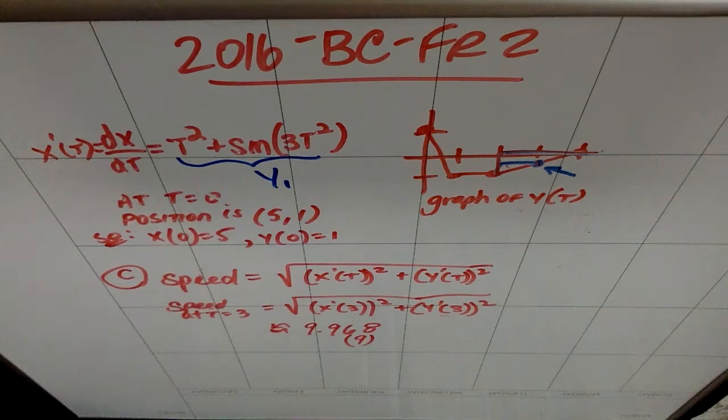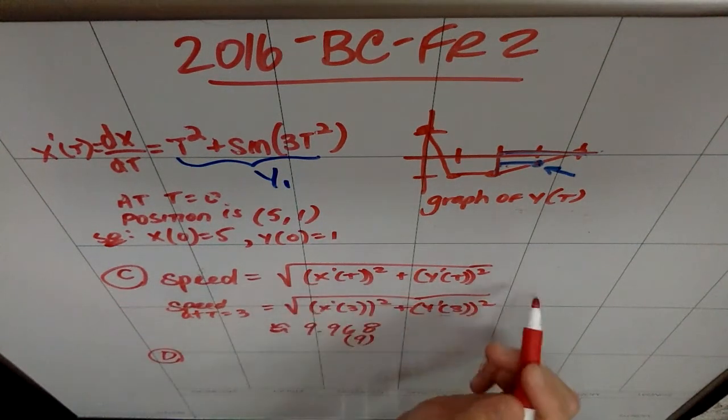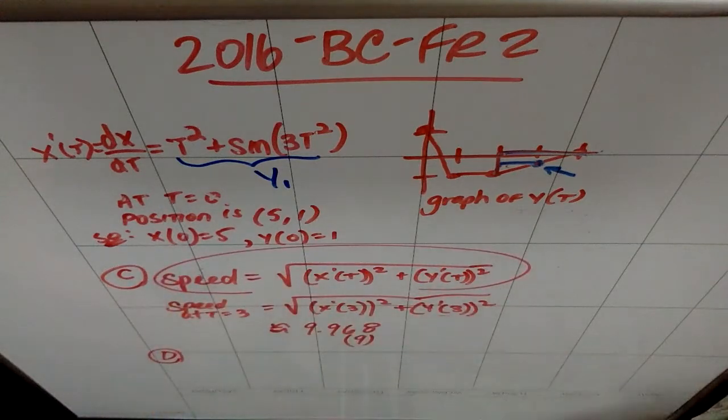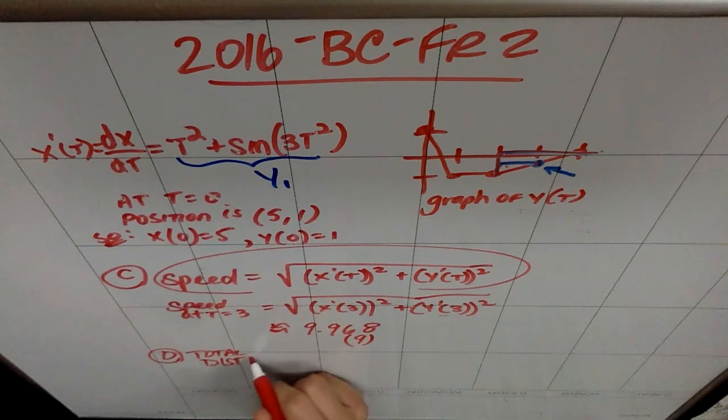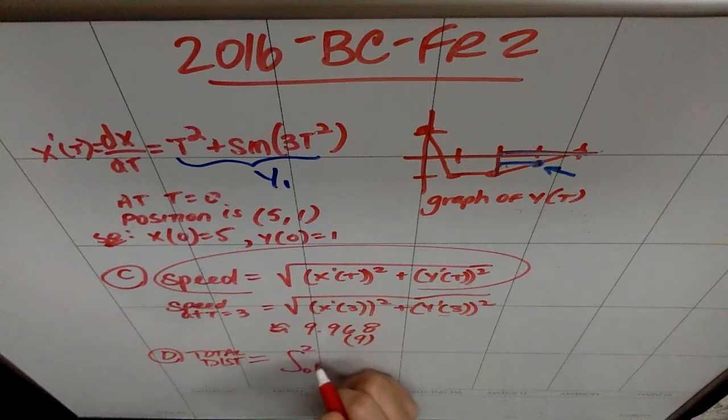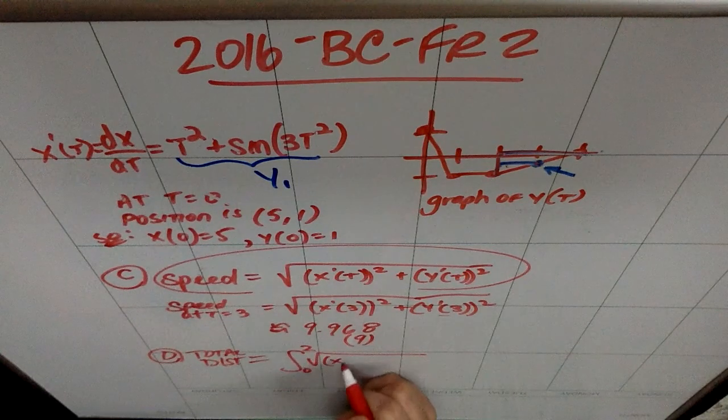Lastly, find the total distance traveled by the particle. So total distance is just integrating speed, right? And that's true in all forms of particle motion. So my total distance is going to be integrating this thing, I integrate speed. So my total distance, and they said from 0 to 2, that matters. So the total distance from 0 to 2 is going to be the integral from 0 to 2 of the speed.